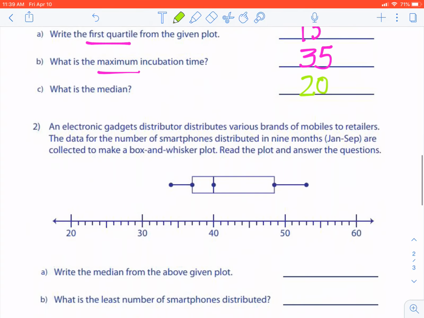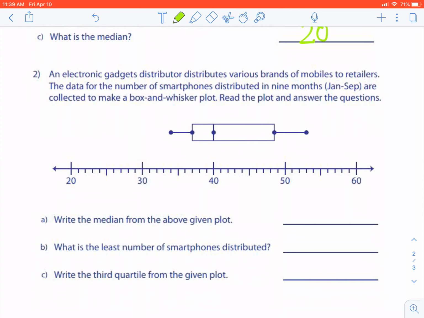All right, let's go to the next example here. Again, we're going to be reading a box plot on electronic gadgets. So we're going to read and answer the questions. First question, what's the median? Remember, median is in the middle of the box, the line in the middle of the box plot, which would be at 40. The least number is going to be the dot at the left. If I come down, each of them look to be about 1, so that would be 31, 32, 33, 34.